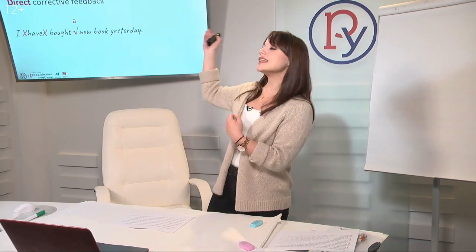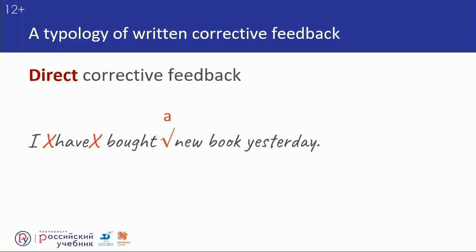All right, this is direct corrective feedback. This is the example that I showed you in our previous video. The erroneous sentence, the sentence with a mistake, is, I have bought a new book yesterday. Obviously, there are 2 mistakes which I have detected, right? The first one is in the use of a grammar tense, right? So our student should have written, I bought a new book yesterday, right?